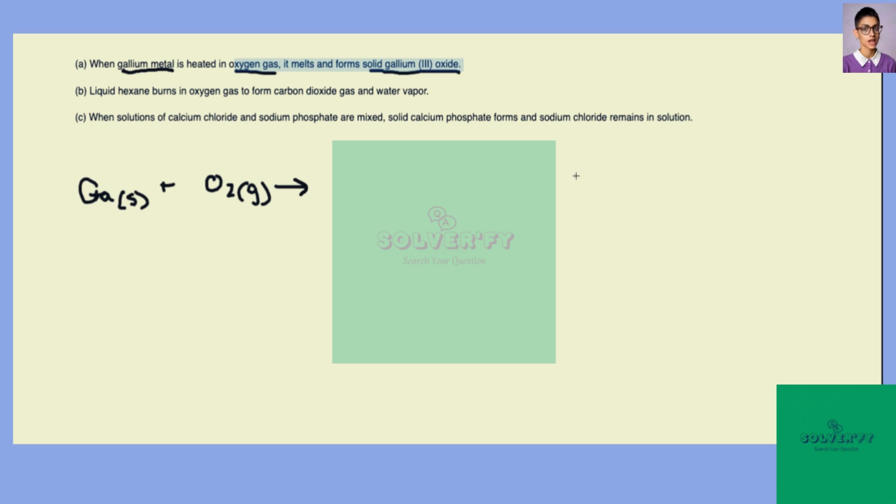Gallium-3 is an ionic compound with a +3 charge, and oxide is the oxygen anion with a -2 charge. And so the formula for the neutral compound is Ga2O3. So the product is Ga2O3, which is a solid. So this is called our skeleton equation, where we have the substances written out.